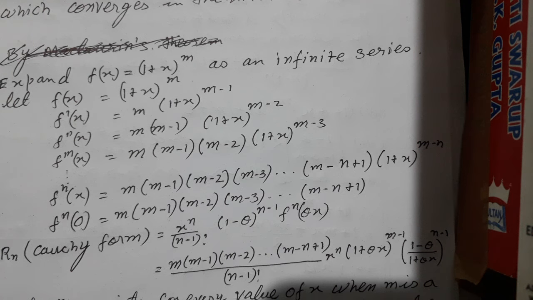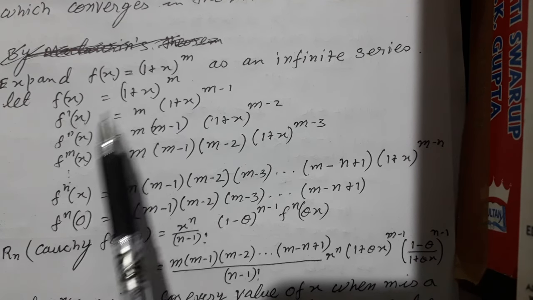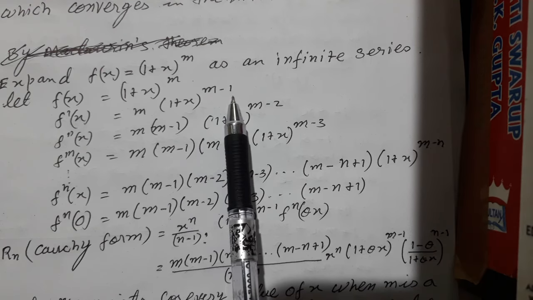Now try to expand f(x) = (1 + x)^m as an infinite series. So to expand this, first of all, let us take f(x) = (1 + x)^m. We differentiate this, so we get m(1 + x)^(m-1).